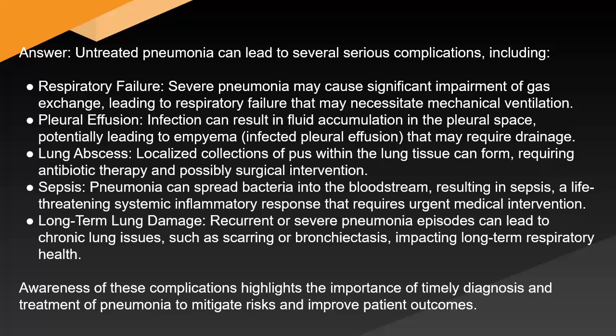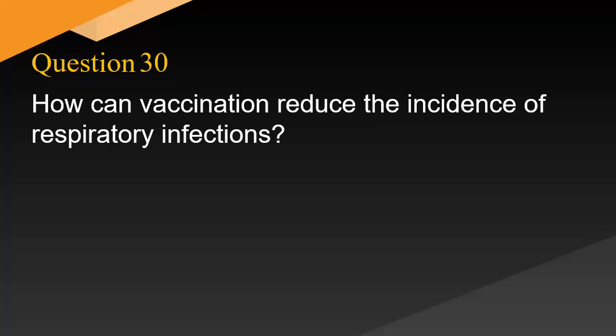Sepsis. Pneumonia can spread bacteria into the bloodstream, resulting in sepsis, a life-threatening systemic inflammatory response that requires urgent medical intervention. Long-term lung damage. Recurrent or severe pneumonia episodes can lead to chronic lung issues such as scarring or bronchiectasis, impacting long-term respiratory health. Awareness of these complications highlights the importance of timely diagnosis and treatment of pneumonia to mitigate risks and improve patient outcomes. How can vaccination reduce the incidence of respiratory infections?